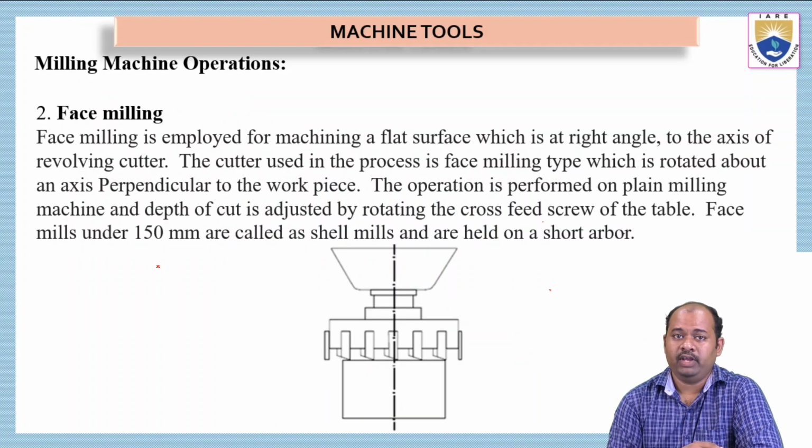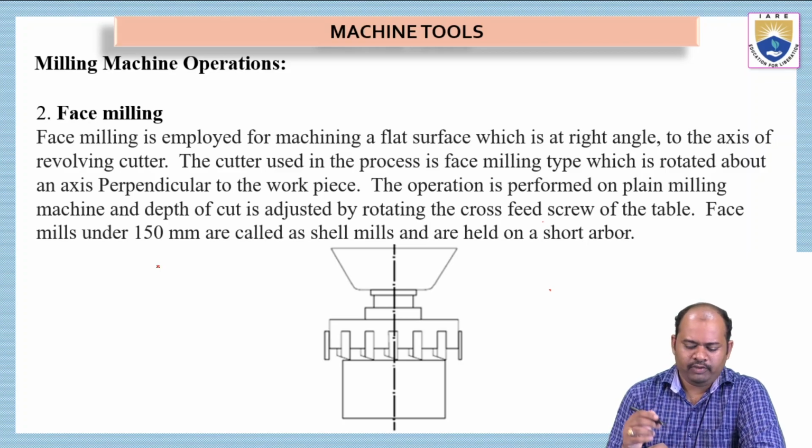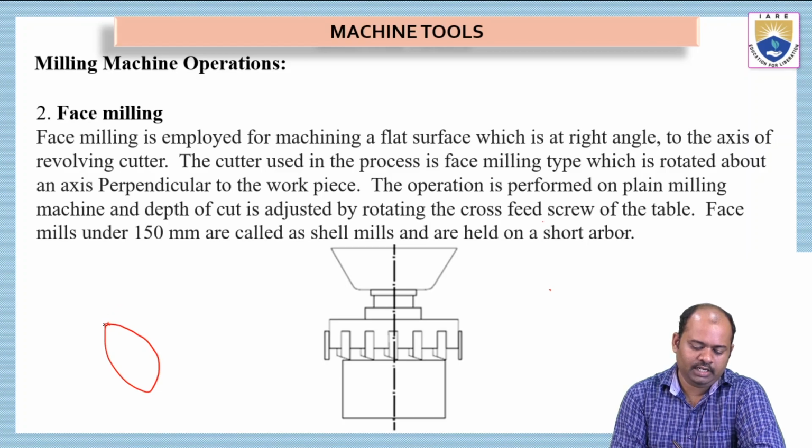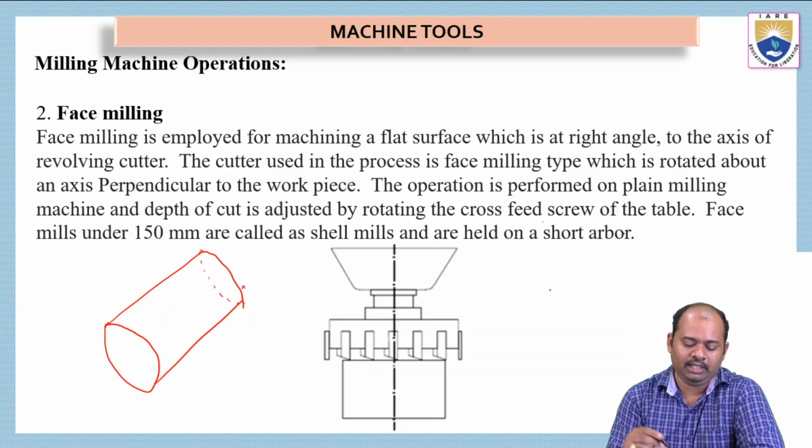This is face milling. So if I have an object, suppose I take the example of a cylindrical bar. So this is a cylindrical bar where I have to reduce the length of this bar.